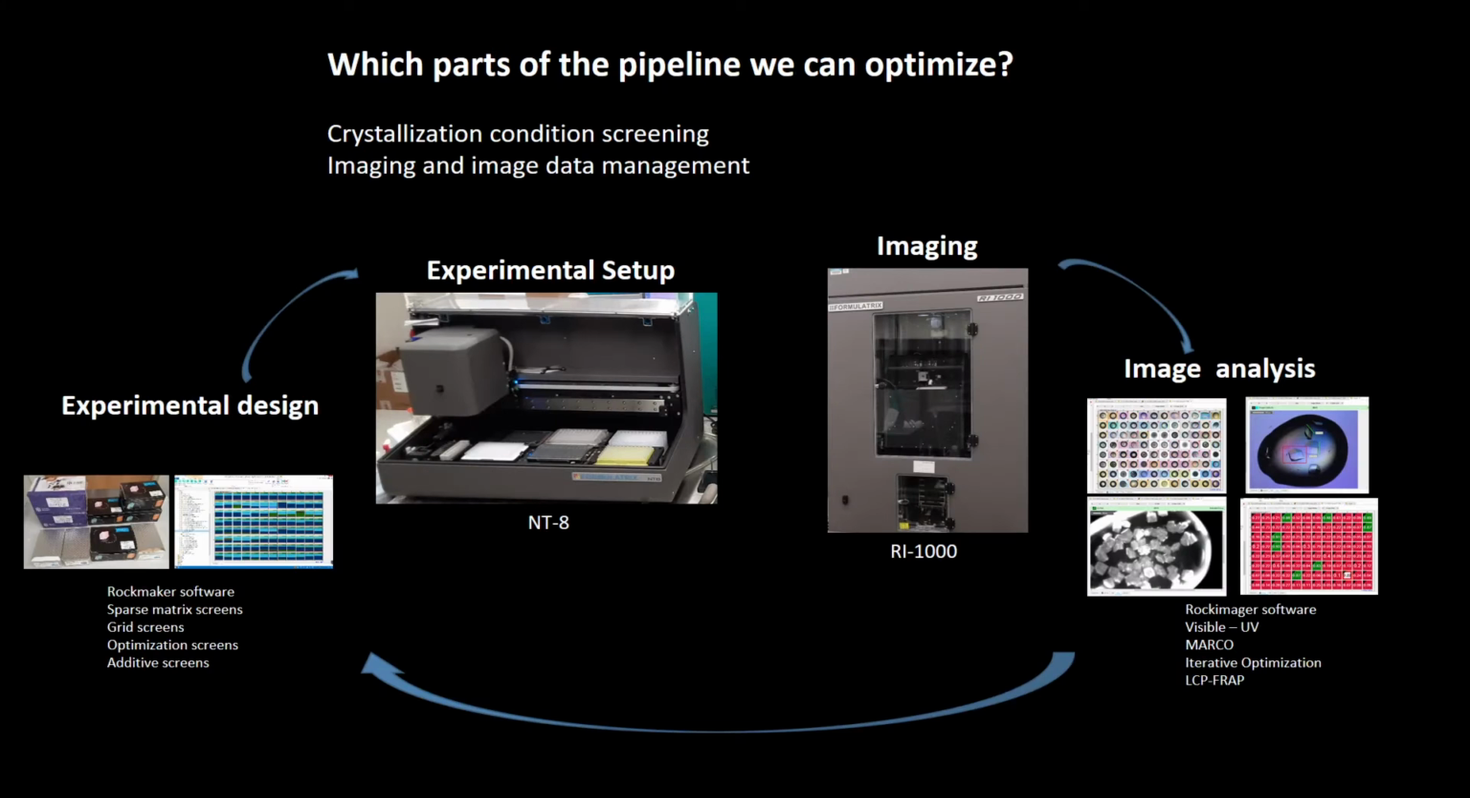So which parts of the pipeline can we optimize? The design, setup, and imaging of crystallization growth. So by automating parts of a traditionally tedious and time-consuming process.